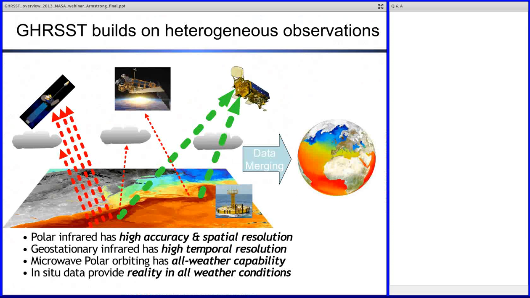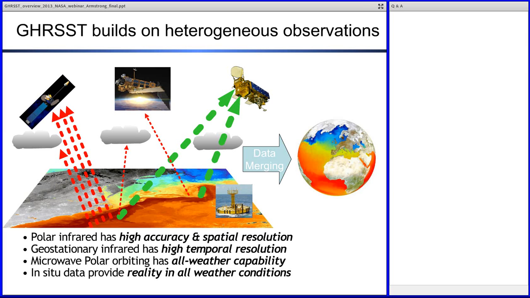This little figure shows how GHRSST is building on heterogeneous observations. If you're familiar with radiometry, you know that microwave can essentially see through clouds but has a much lower resolution than the IR measurements that are blocked by cloud. That's a classical problem with IR remote sensing. And this little figure just shows the different components that are part of the GHRSST product suite.